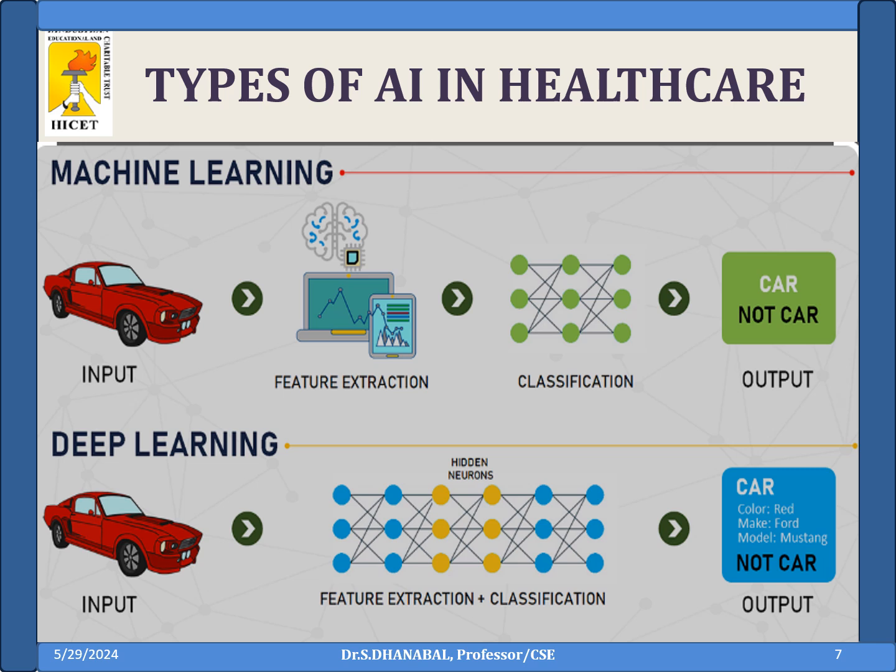So what's the main difference between machine learning and deep learning? In machine learning, we have an input, the features are extracted, and based on the features the classification will be done. Finally, it is compared to the trained data set and we give the output. Whereas in deep learning, the feature extraction and classification, everything comes under the category of hidden neurons. Finally, it will identify whether it is a car.